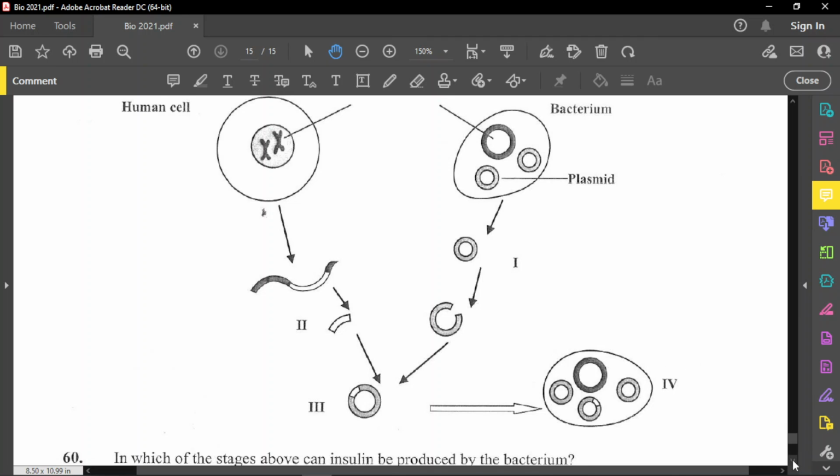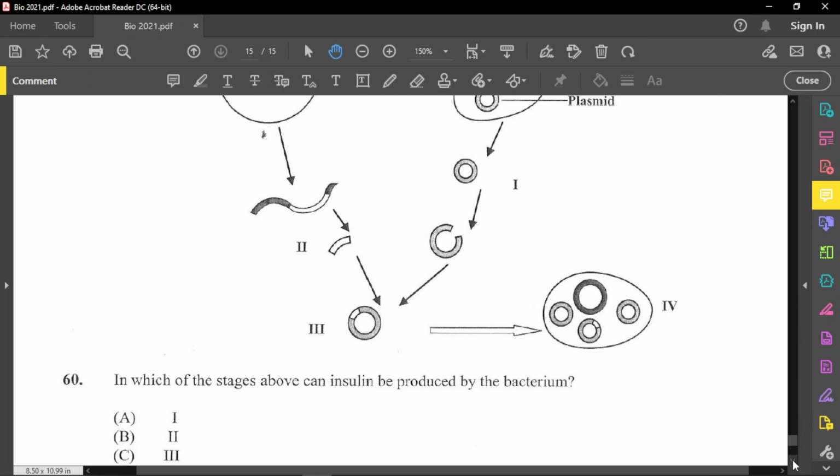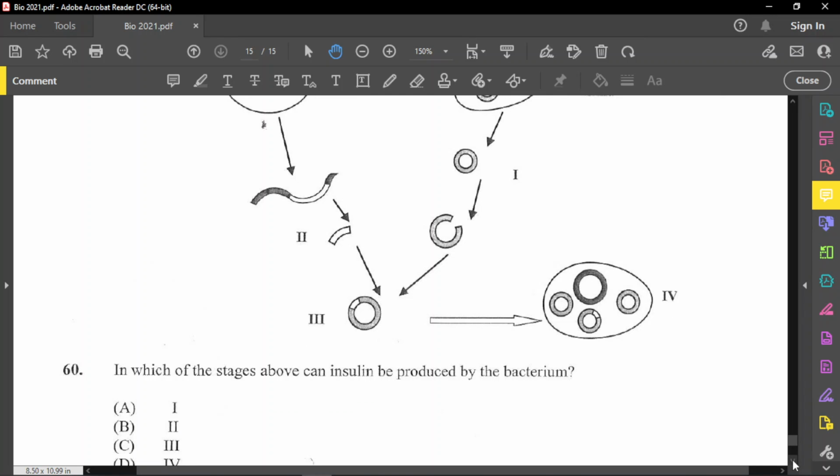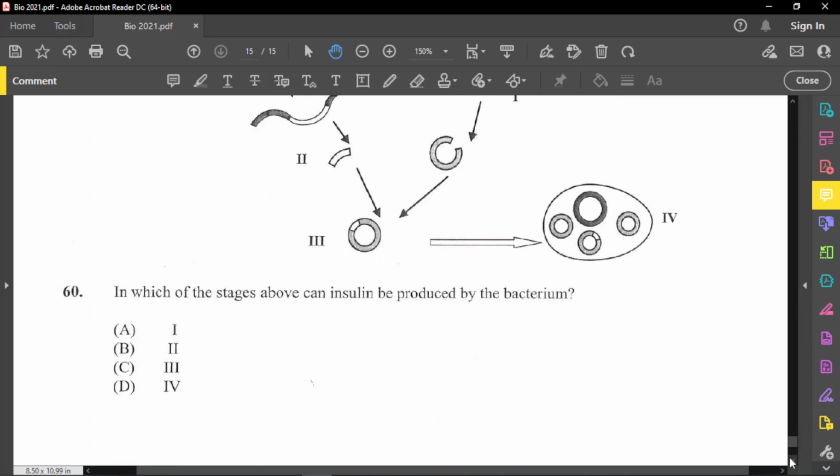So let's see what they're asking us right here. So in which of the stages above can insulin be produced by the bacterium? And it has to be the last option, when the plasmid is reintroduced into the bacterium cell. And so that is option 4, which means our answer here is D.